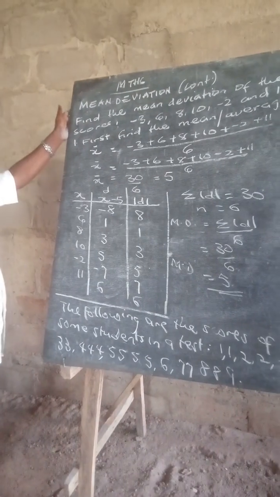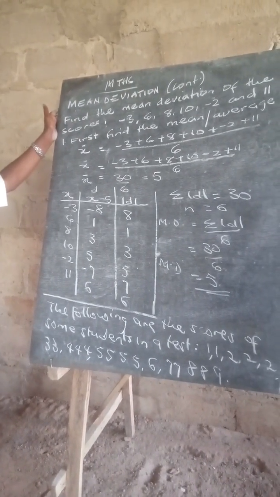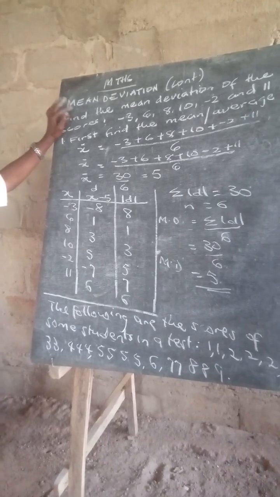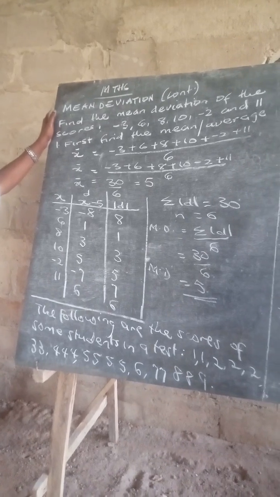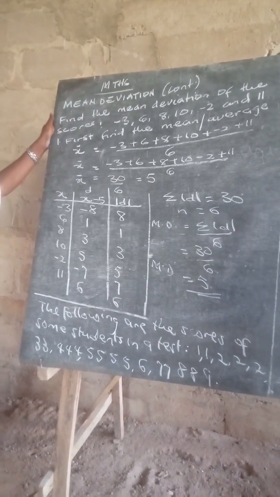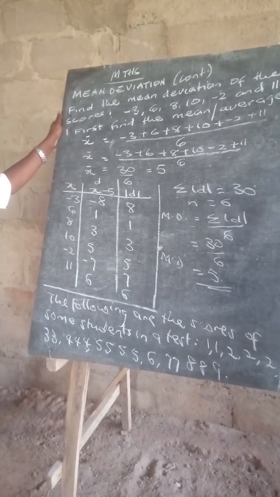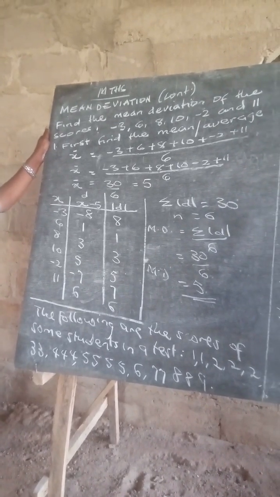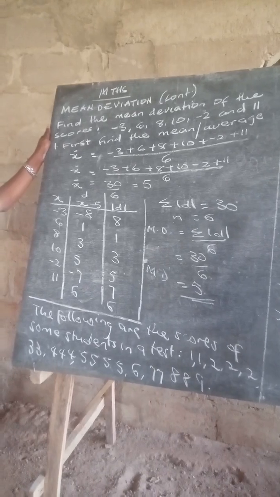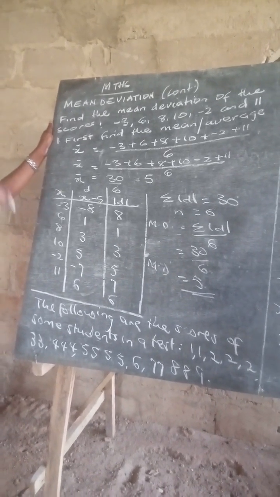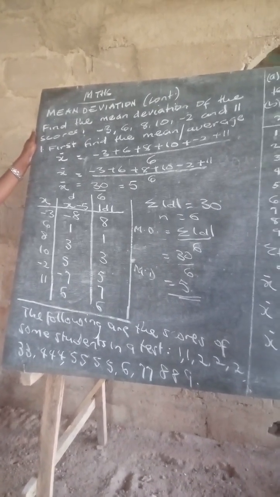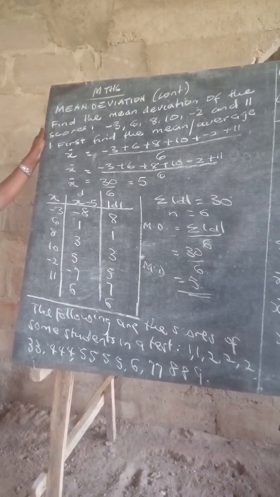We've been on mean deviation and we are continuing with it today. Now, find the mean deviation of this course: minus 3, 6, 8, 10, minus 2, and then 11. Of course, to find the mean deviation, you start from the mean. Mean deviation means average deviation from the mean. That is the meaning of a mean deviation.